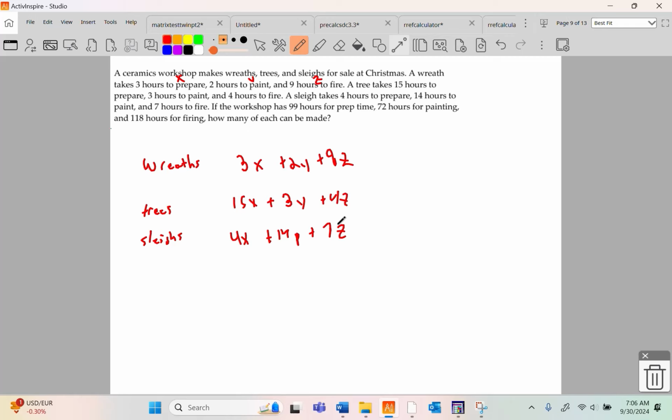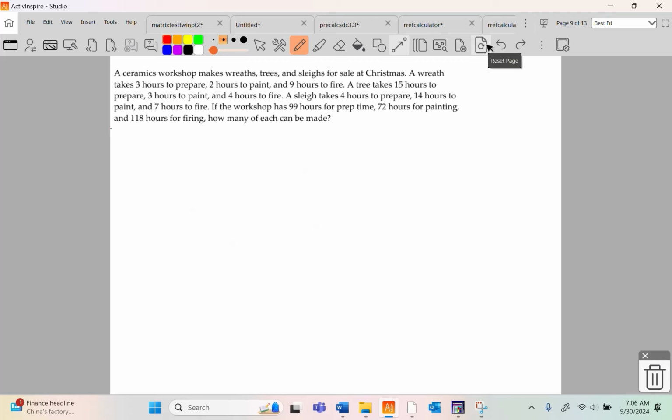Let me make sure I set up the right system of equations here, because I don't think I did. Nope, I did not. Forgive me. That's wrong. The way this is worded, we have to talk about these as X, Y, and Z. All right, so we need an equation for prep time, painting, and firing.